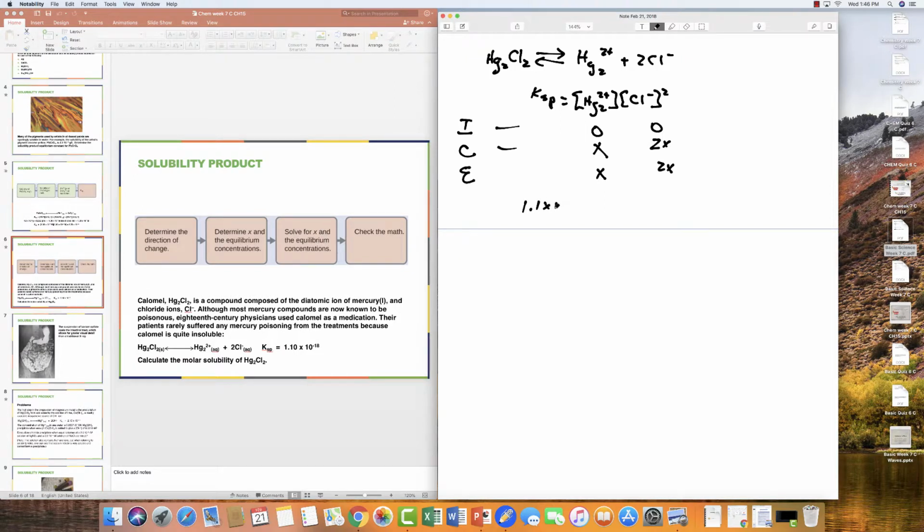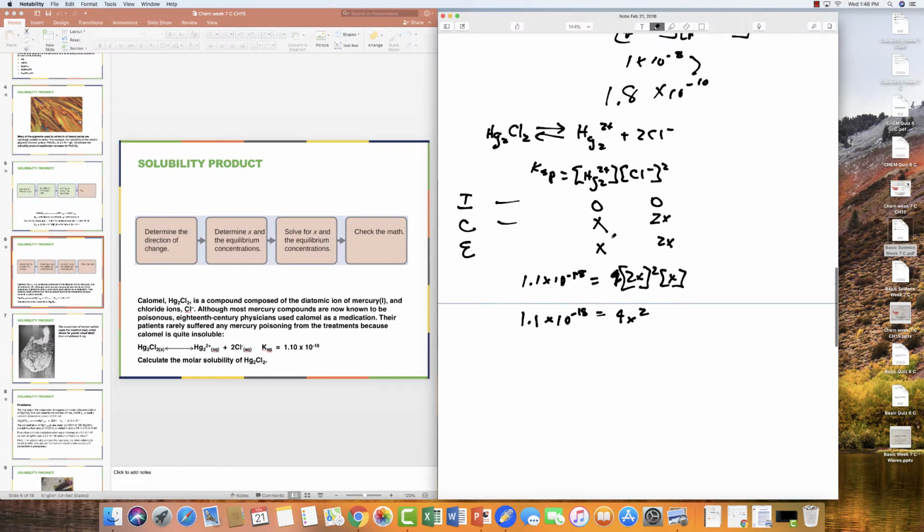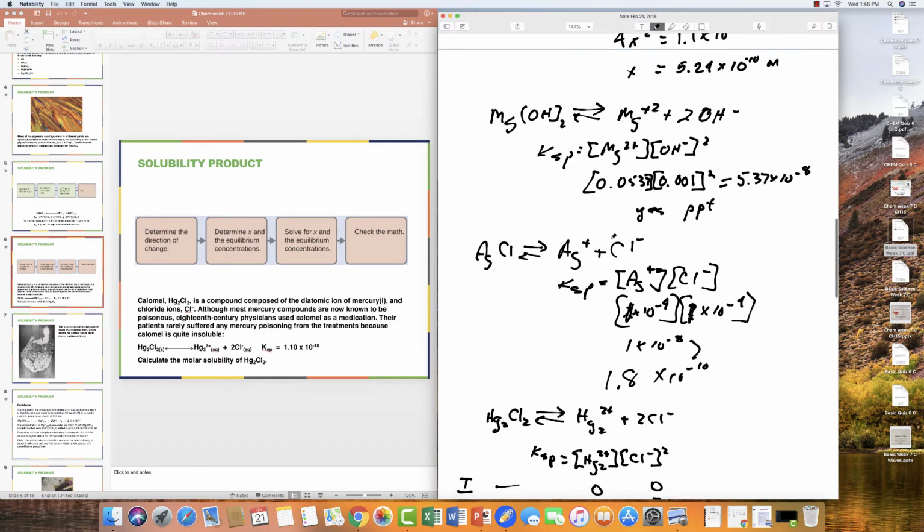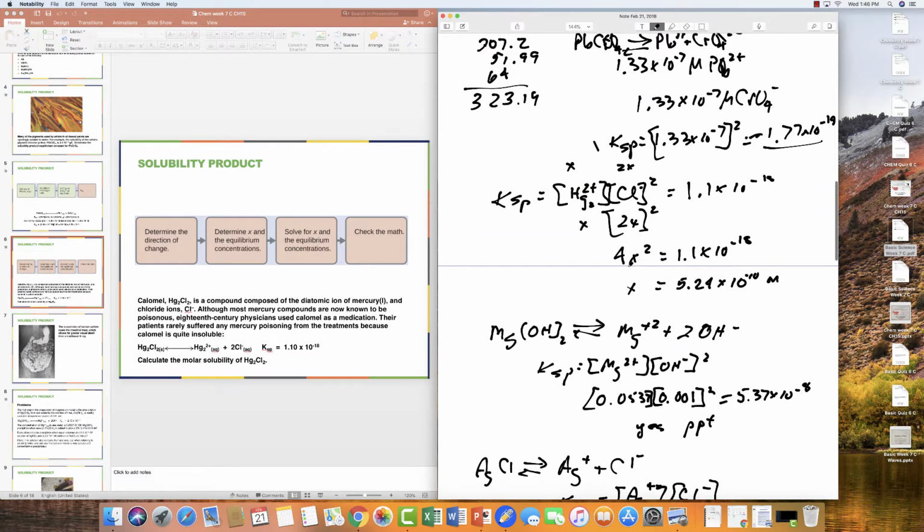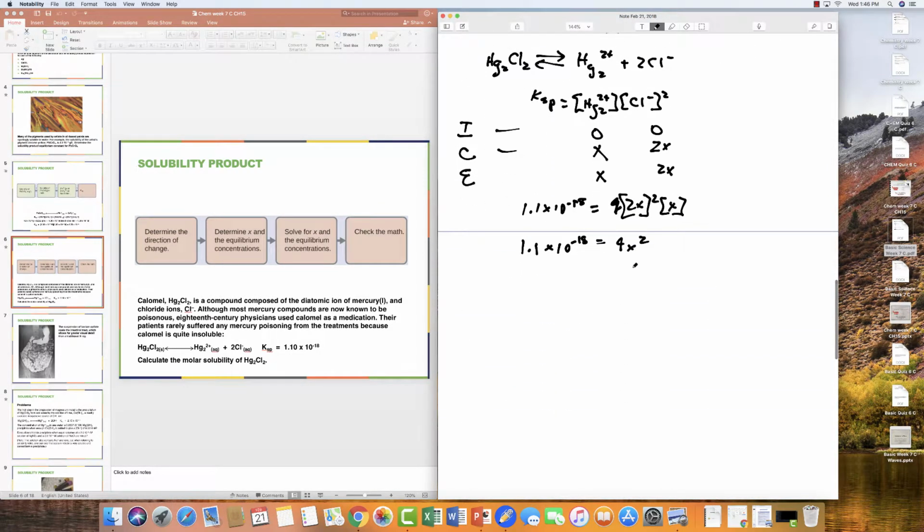And so what that means is that 1.1 times 10 to the minus 18 is going to equal 2x squared times x, which means that that's going to equal 4x cubed. Now I already did the math up here above, so let me see what the answer was here. So you see it's 4x cubed is equal to that, so x is 5.24 times 10 to the minus 10.